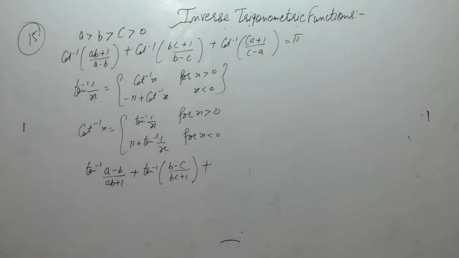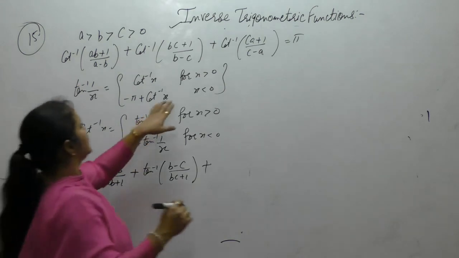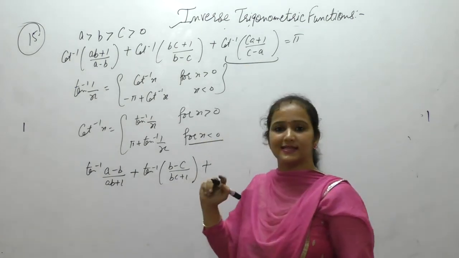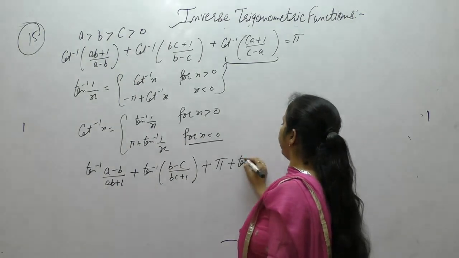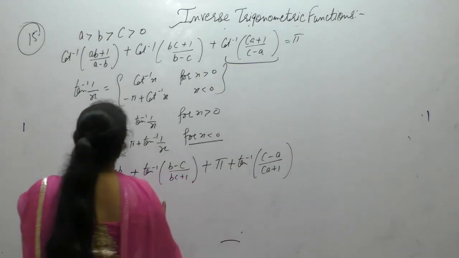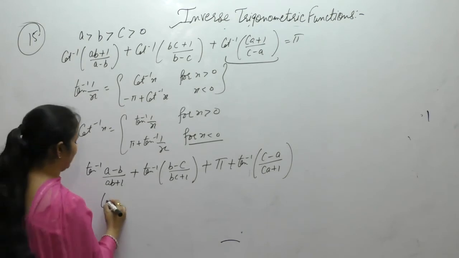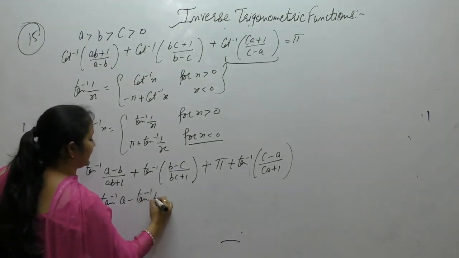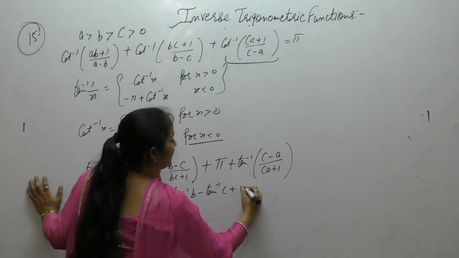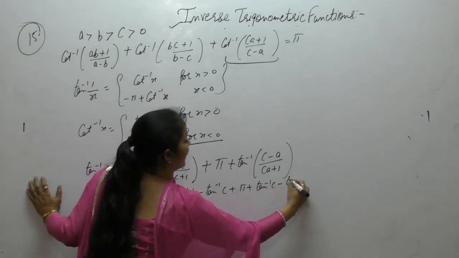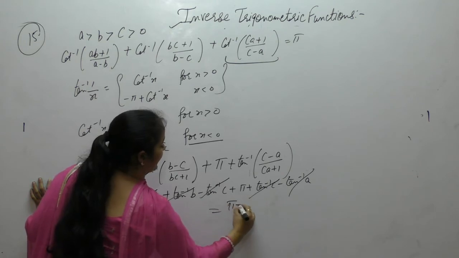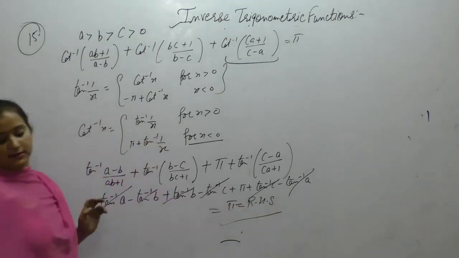Clear? Now, this function C minus A, A is greater than C, but C is not greater than A. It means x is less than 0 here. So we write it as pi plus tan inverse this. Clear? Now, tan inverse of A minus B upon 1 plus AB is the formula for tan inverse A minus tan inverse B. Similarly here, tan inverse B minus tan inverse C plus pi plus tan inverse C minus tan inverse A. Tan inverse A will get cancelled, C and B. So we are left with pi, that is equal to the right hand side.